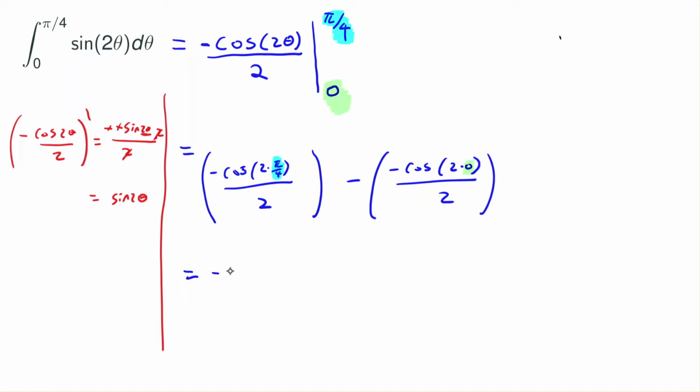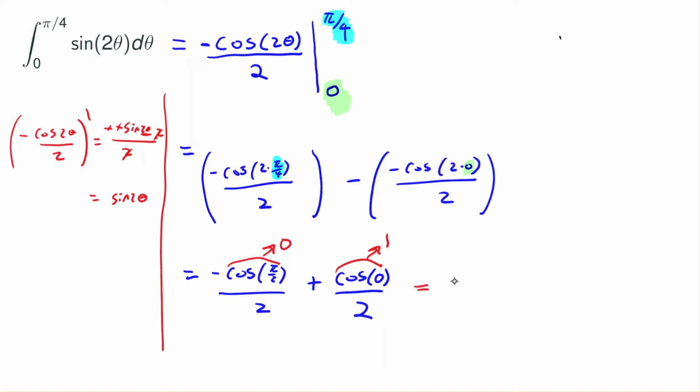We get here negative cosine pi over 2, over 2. Negative negative, so we can write plus cosine 0 over 2. Well, cosine pi over 2 is 0, and cosine 0 is 1. So what we have left is essentially 0 plus 1 over 2, which is 1 over 2. So 1 over 2 is the final answer, the definite integral of this problem.